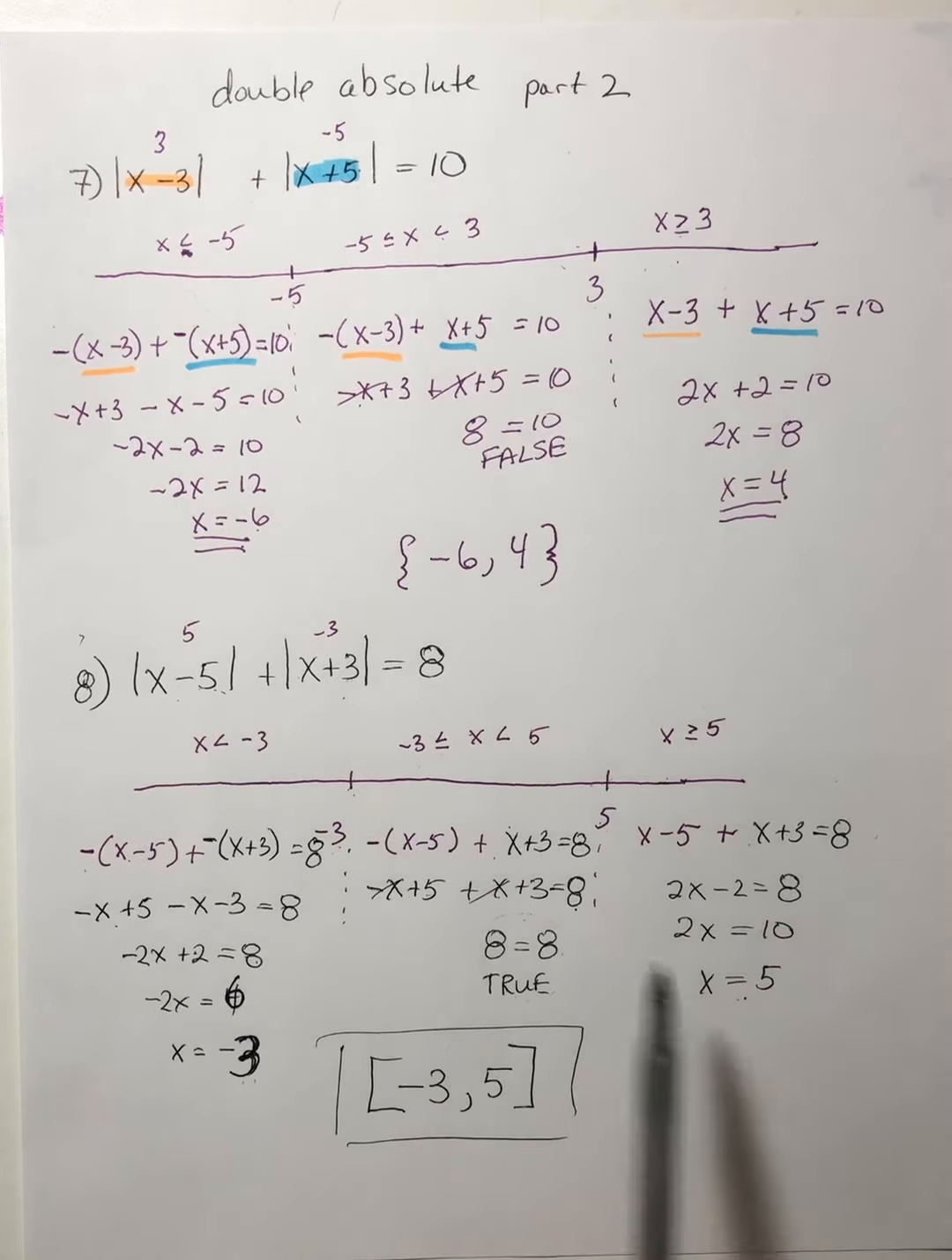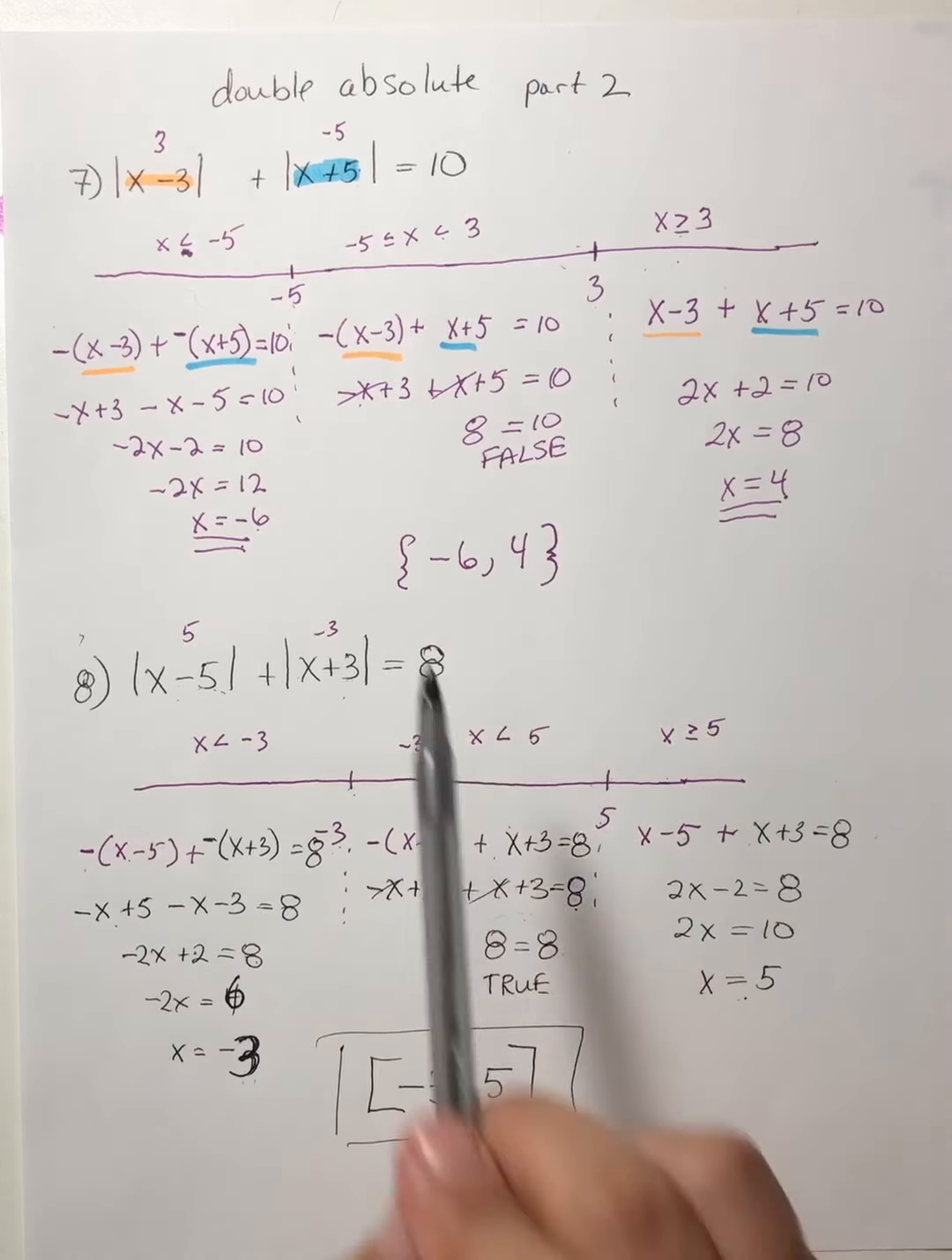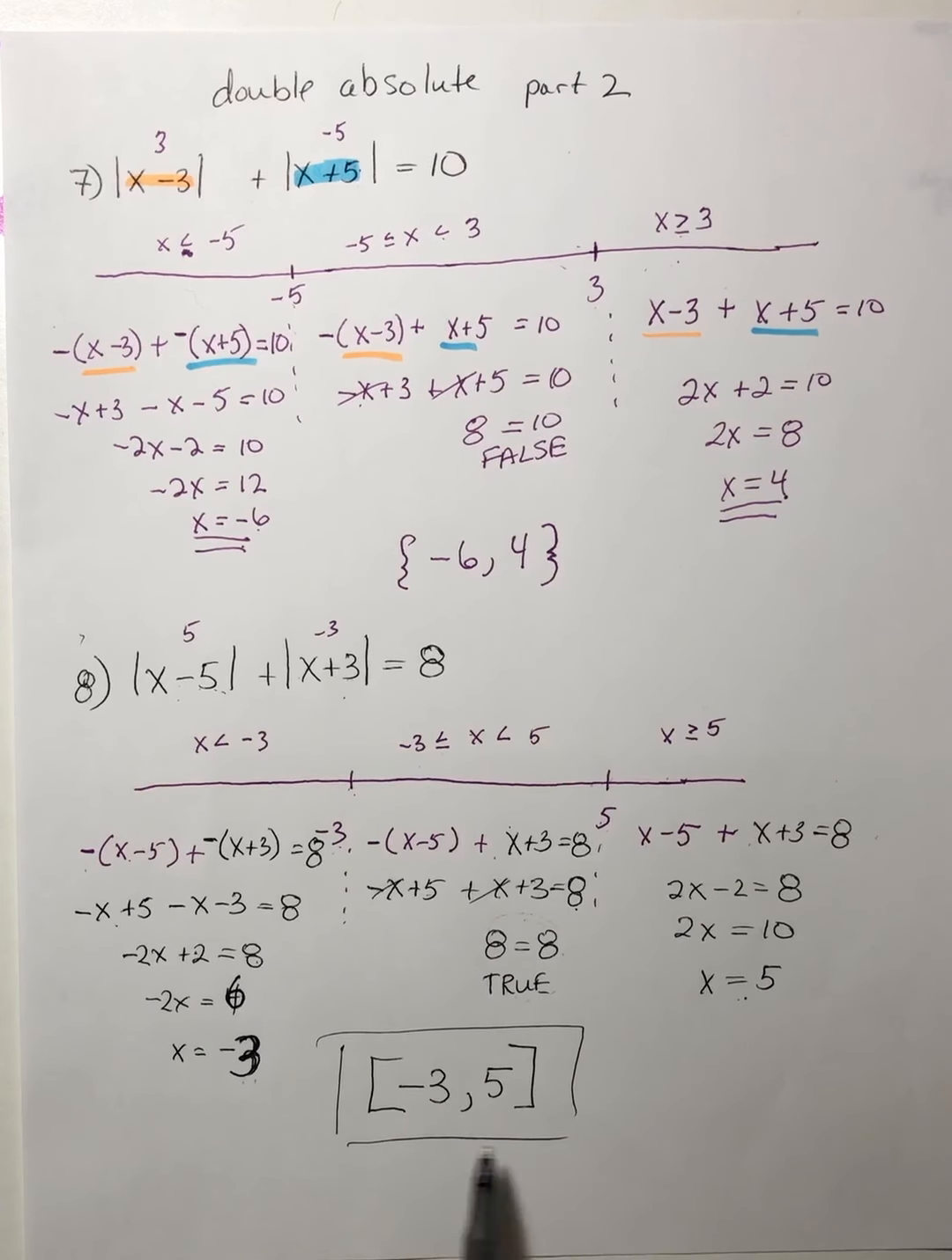Okay, so that's one of those uniqueness that happens with the double absolutes. Sometimes we have two answers, exactly two answers. Sometimes we have wacky stuff that looks like this.